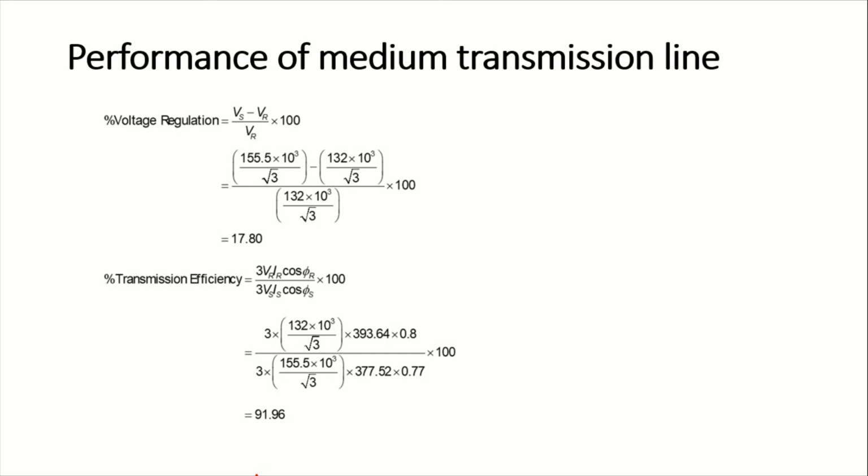Now voltage regulation. The voltage regulation equation is VS minus VR upon VR into 100. Put in the values of VS and VR, and we get the final value 17.80. Voltage regulation is 17.80, and transmission line efficiency is 3 VR IR cos phi R upon 3 VS IS cos phi S into 100. Put in all the values VR, IR, cos phi R, VS, IS, cos phi S from the previous slides, and we get the transmission line efficiency as 91.96.